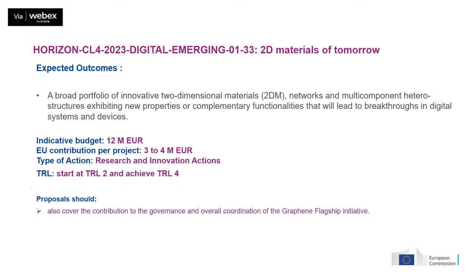So the scope there is quite broad, and it's really more an exploratory topic on future capabilities and potentially new 2D materials or new configurations of heterostructures with a various set of materials. So the indicative budget for this topic is 12 million euro, with an EU contribution per project of 3 to 4 million euro. This is a research and innovation action, and as I say, we expect projects there to be at a lower TRL, typically TRL 2, and could go up to TRL 4 as output of the project.